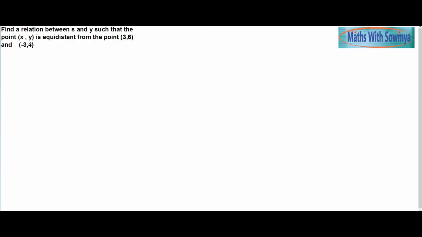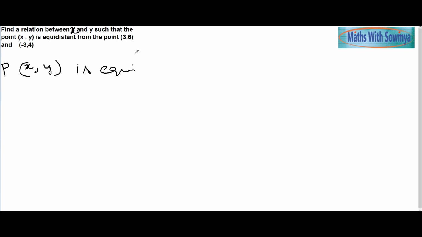Okay, this is the question. Find the relation between x and y such that the point (x, y) is equidistant from the given two points. Here we are finding the relation, so we get an equation. So the given point here, (x, y), is equidistant.